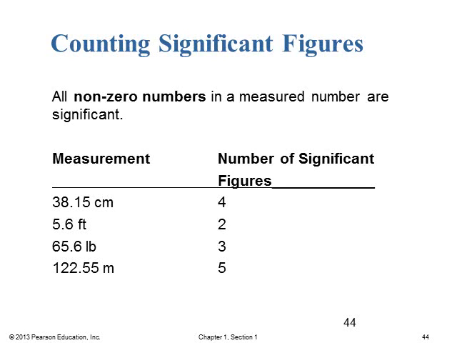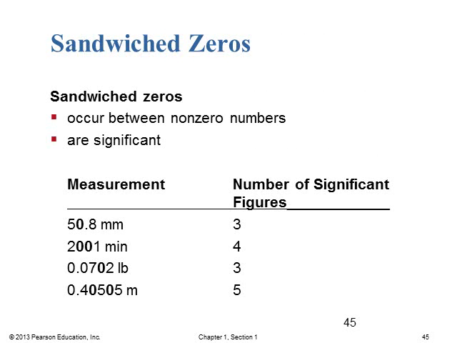5.6 is 2 digits, 2 significant figures. 65.6 pounds, 3 digits, 3 significant figures. 122.55, it's 5 digits, 5 non-zero digits, 5 significant figures.